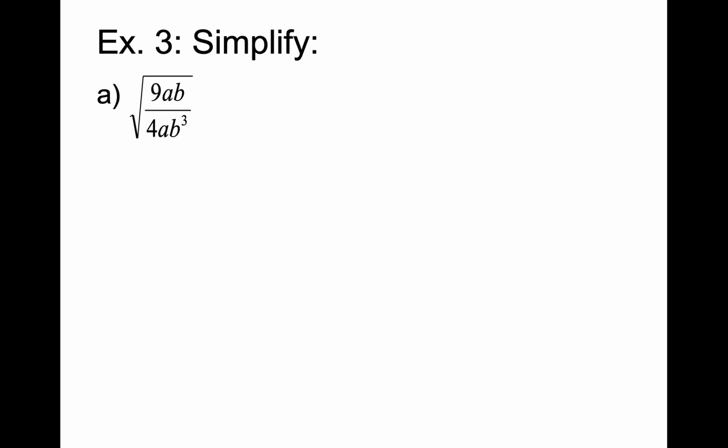Okay, radical 9ab over 4ab. So first step, I'm going to check if there's anything to simplify. I can cancel off the a's. I can also cancel off one of the b's. So this leaves me with radical 9 over 4b squared.